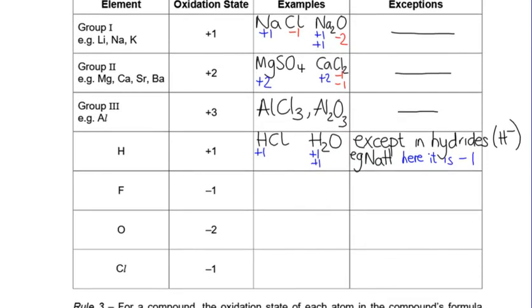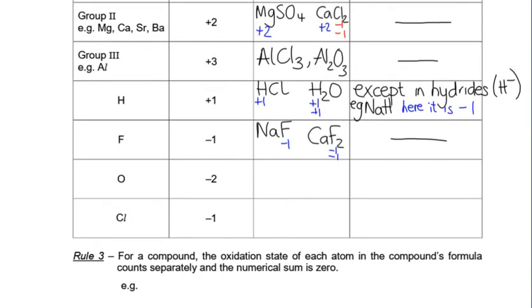Fluorine is always -1, so in NaF, we know that the Na is +1, the F is -1. Or something like calcium fluoride, because we know that the calcium is +2, and the F is always -1, that's how they balance out. There are no exceptions to that. Fluorine is the most electronegative element. It can only ever gain 1 electron to get a full shell, and it can't be positive because it is the most electronegative element.